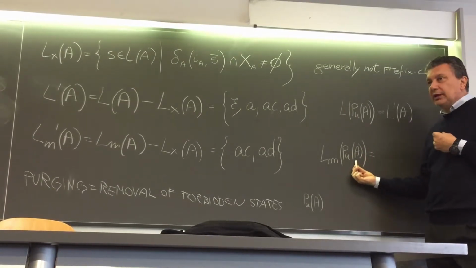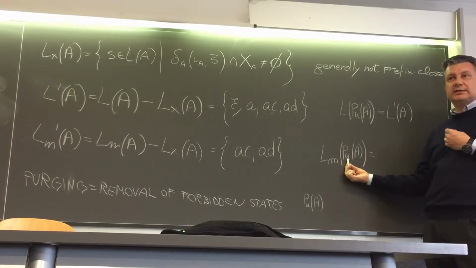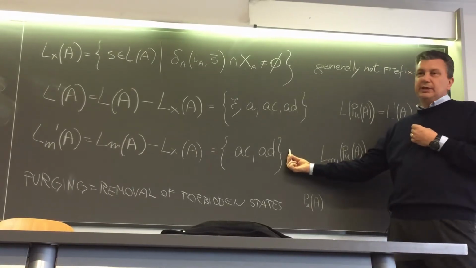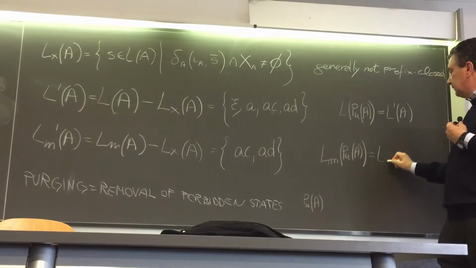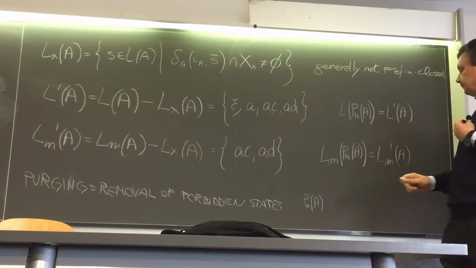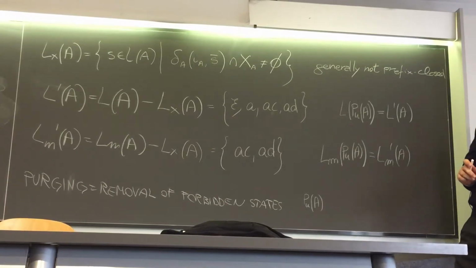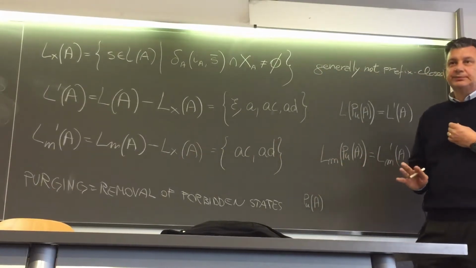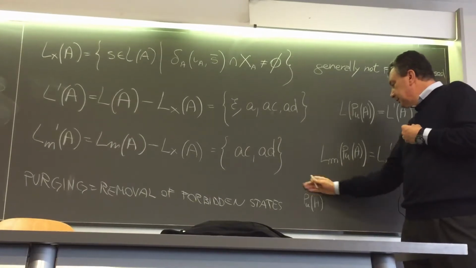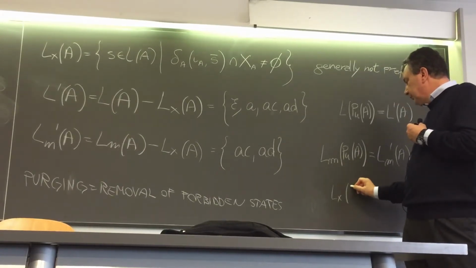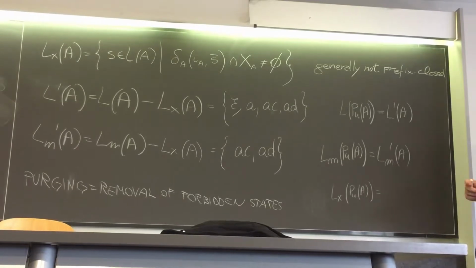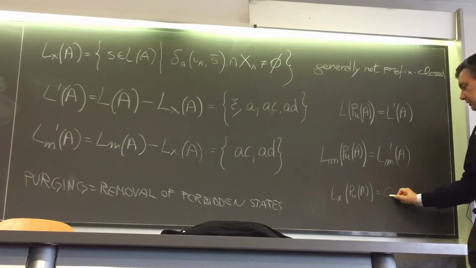Okay? So similarly, I can compute the marked language of the purging of A. It means I take the automaton A, first I remove the forbidden states, then I compute the marked language. And this will be exactly this one. So this will be the marked prime language of A. Okay? So removing states or removing strings brings me to the same result. And what about the forbidden language of the purging of A? So I removed all the forbidden states, so I have no more forbidden states, and so this is the empty set.